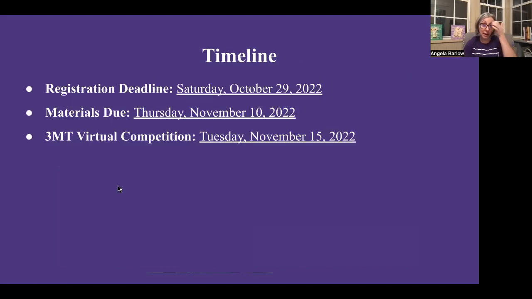The timeline that we have. If you're planning to compete, we ask that you register, and the deadline for registering is Saturday, October 29th. Registration means just filling out our online form, and it's available on the graduate school's website under the student tab where it says 3MT. Then the materials that you create for the 3MT are due on Thursday, November 10th of this year.